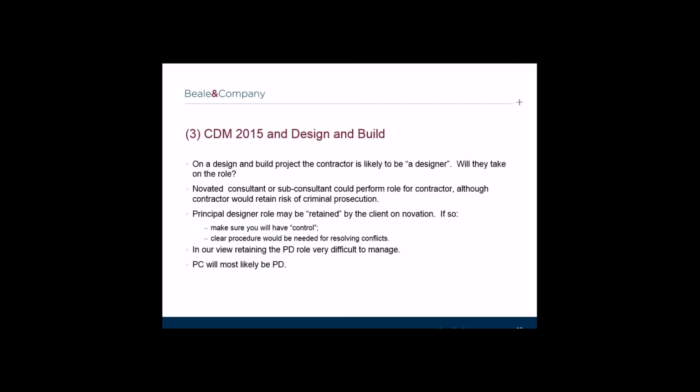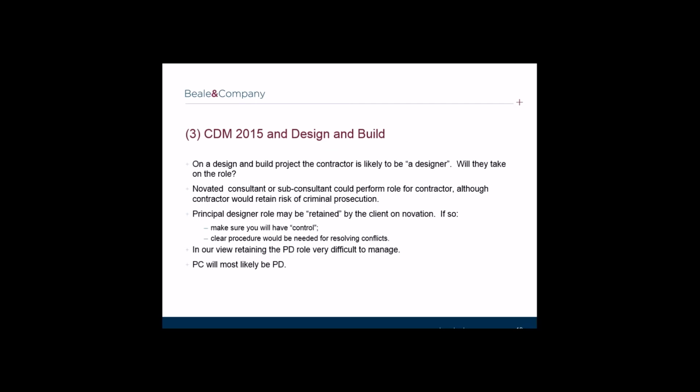Further, it is not clear whether the first principal designer is under any obligation to advise the client to ensure that the second principal designer has the necessary skills, knowledge and experience to carry out the role. We do, however, consider it prudent to make such a statement if you are the outgoing principal designer.